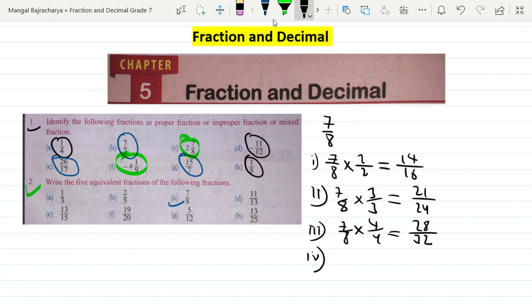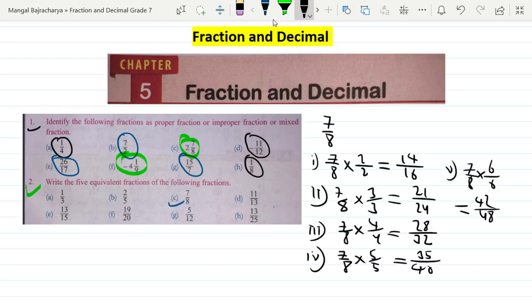Then I go with another equivalent fraction for the same fraction. I go with 5, is it? So 7 5s are 35, 8 5s are 40. And then next one, I go with 6 for 7 by 8. So 42 by 48. So here these formations of fractions are equivalent to 7 by 8.